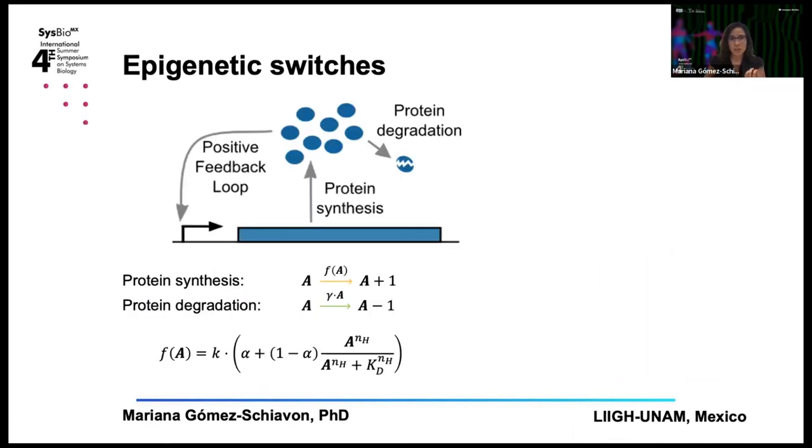To study these epigenetic switches, we developed a model of the simplest gene regulatory circuit capable of displaying bistability. This is a self-induced gene, and we consider, again for simplicity, only two biochemical reactions: the protein synthesis event, where the rate of this event occurring depends positively and non-linearly on the concentration of the same protein. By the way, these are requirements to display bistability. And we have also the protein degradation event, where each molecule simply decays with a constant rate.